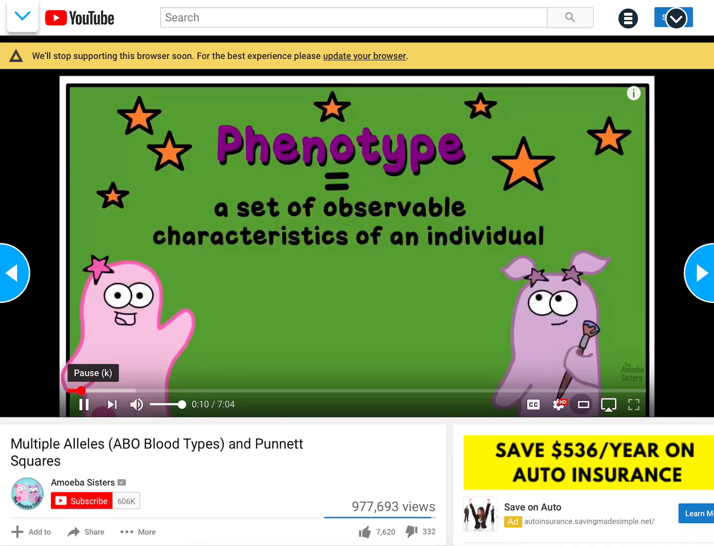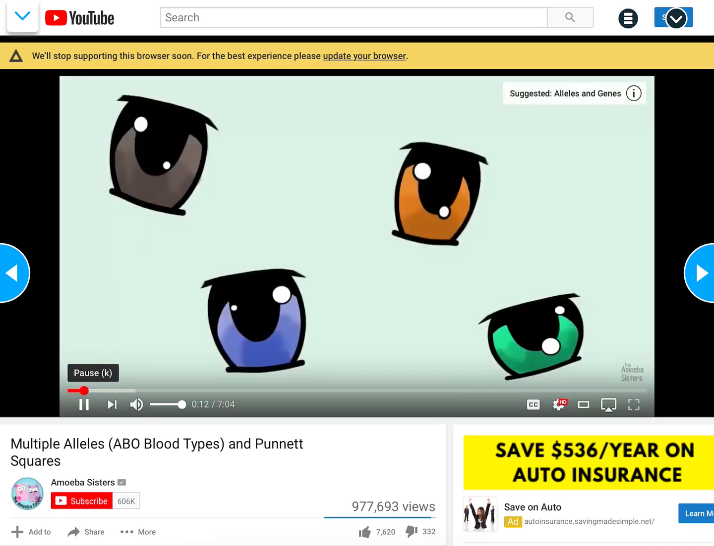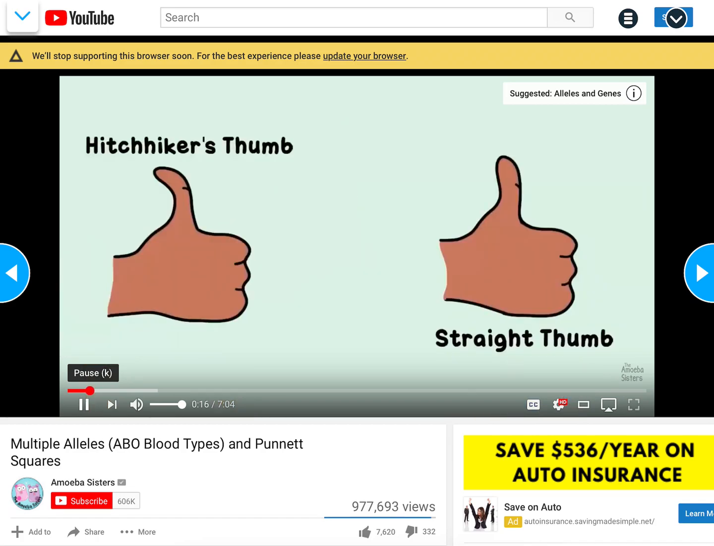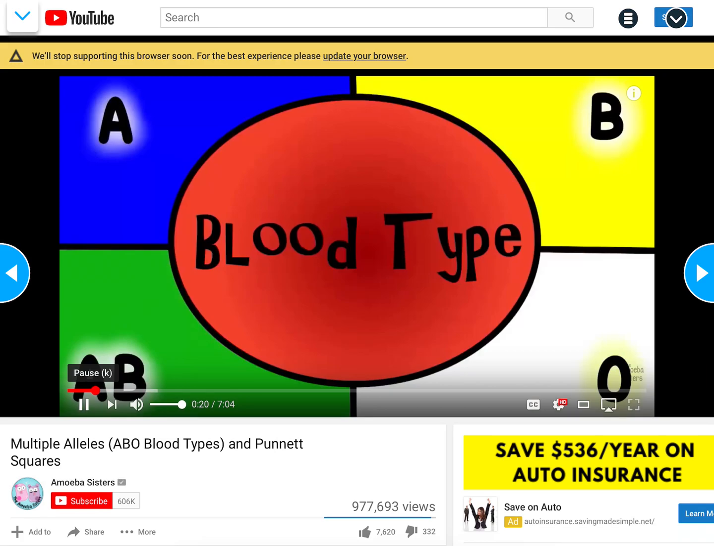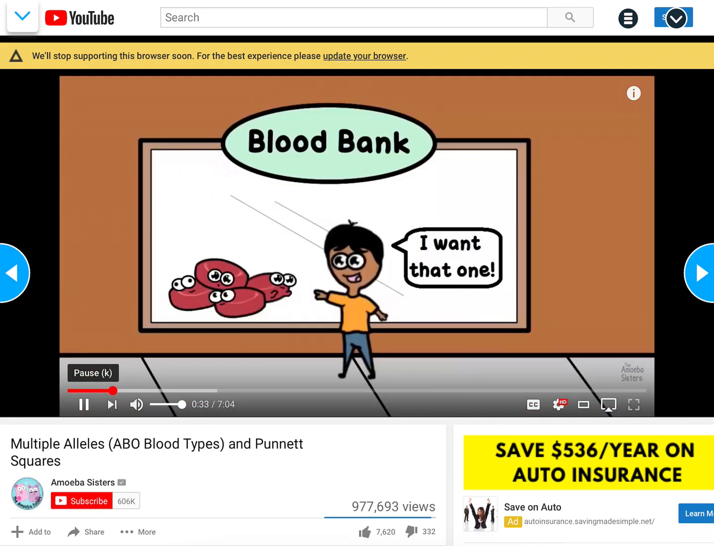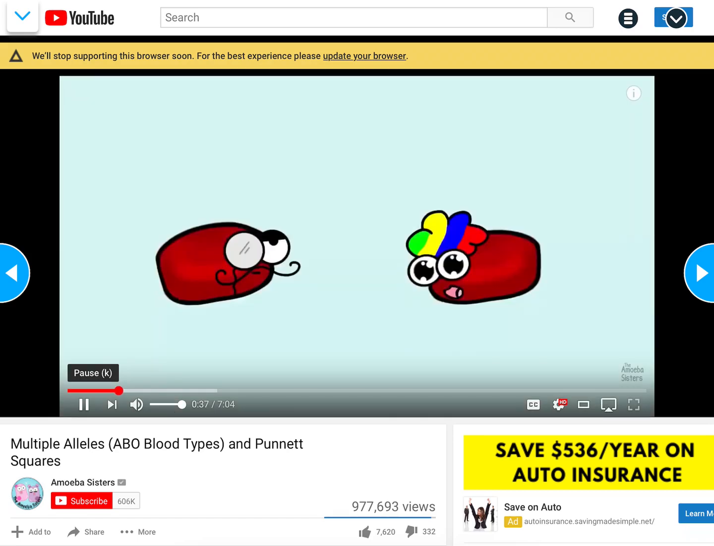There's a lot of phenotypes that are easy to tell. Your eye color, your hair texture, your height, whether you have a straight thumb or hitchhiker thumb. But one phenotype that you can't tell just by looking is your blood type. Your blood is really made up of many things: platelets, plasma, red blood cells. But you've probably heard before that when blood is donated, it's very important that it is matched correctly. And that's true because blood type phenotypes vary.